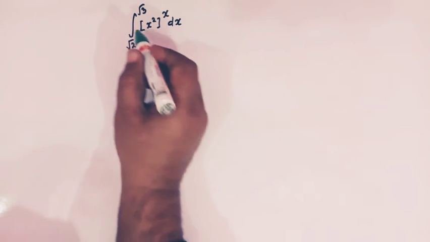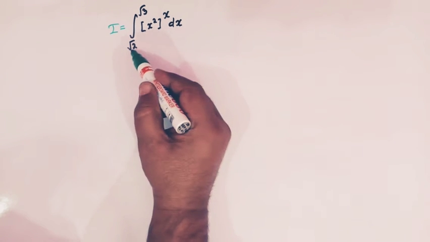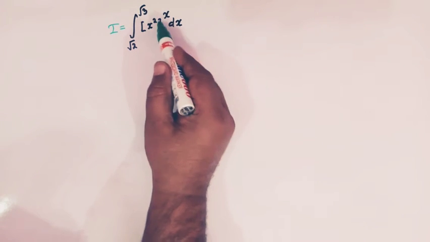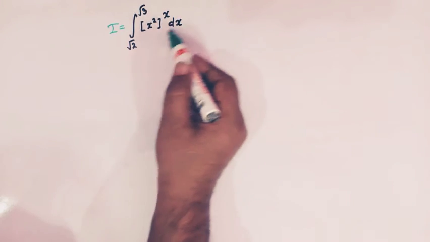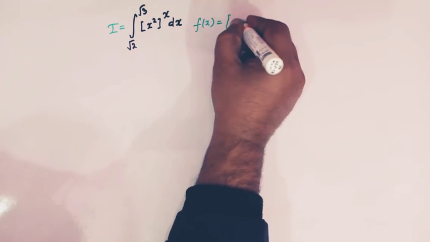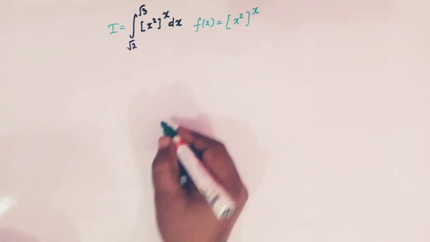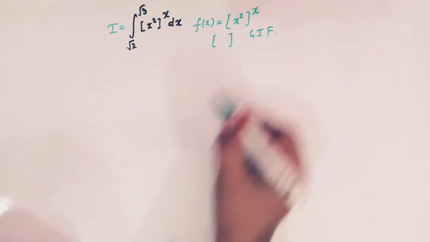Hello viewers, in today's class we are going to solve one important definite integral involving the greatest integer function. So let us start. Here we have the definite integral from root 2 to root 3 of greatest integer x square raised to x. We have to integrate this function f of x, which is greatest integer x square raised to x, and this symbol denotes the greatest integer function.